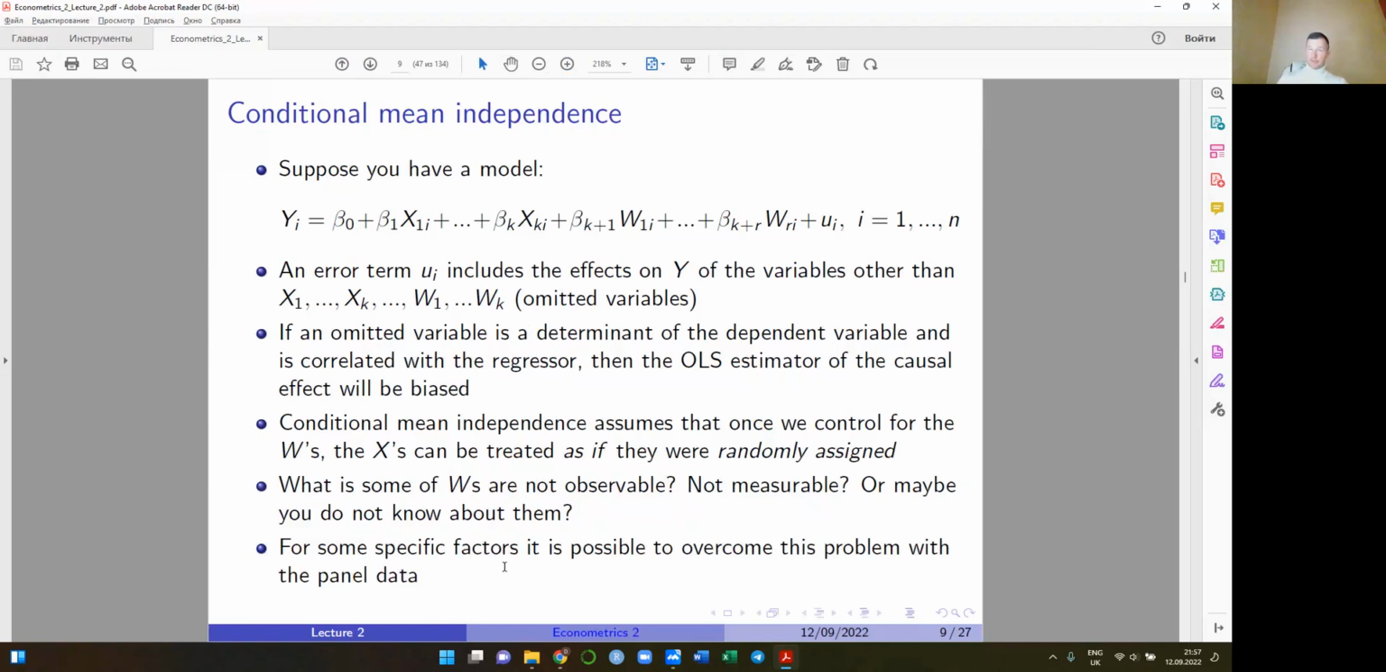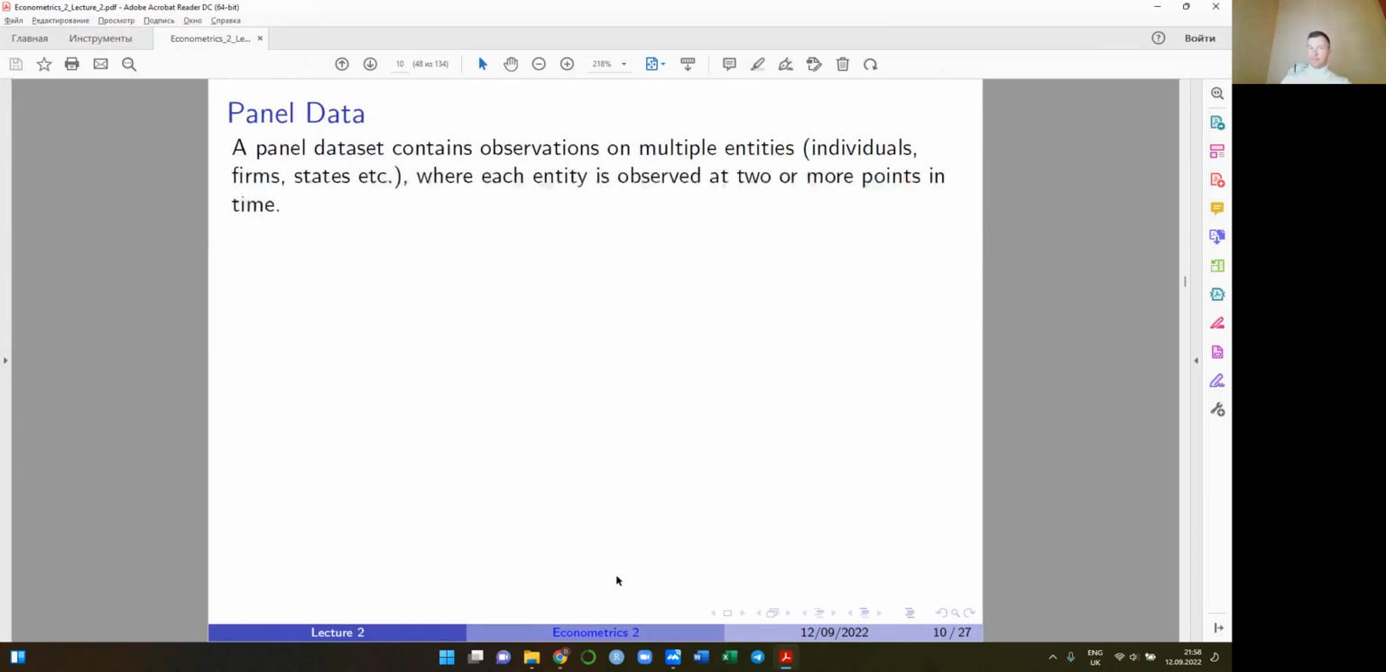For some specific factors, it is possible to overcome this problem with the help of panel data. And that's why we start our discussion of panel data. This is a particular way in which we can eliminate the problem of omitted variable bias. So let's start with the terminology. What is panel data? What are the characteristics of panel data?